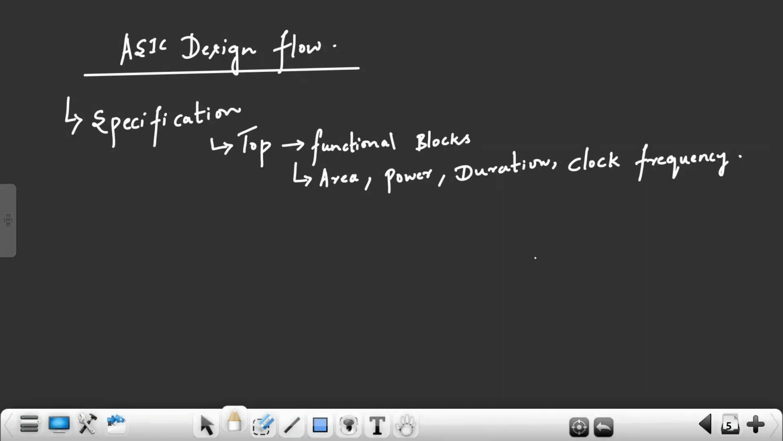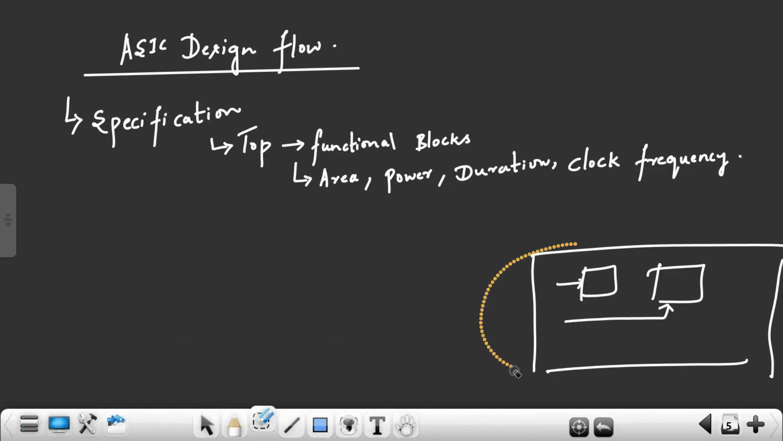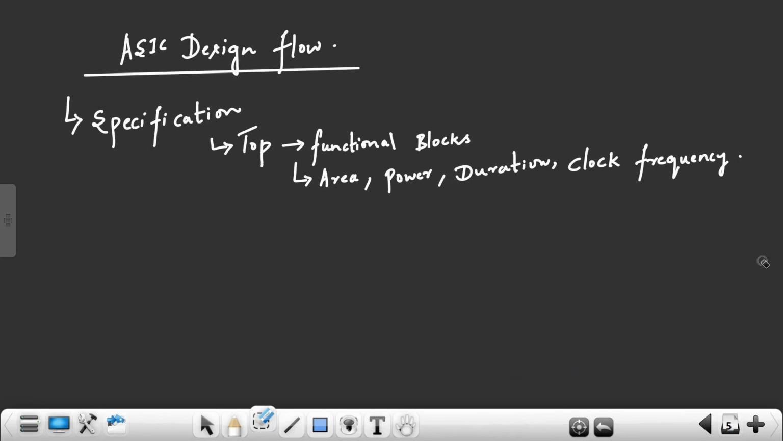See, the entire chip will not work with only one clock frequency. Each block will work with a separate frequency. So this block may take some clock, this block may take some other clock. Both may work with different frequencies. So for that reason, I mentioned clock frequency. Performance is nothing but your clock frequency.